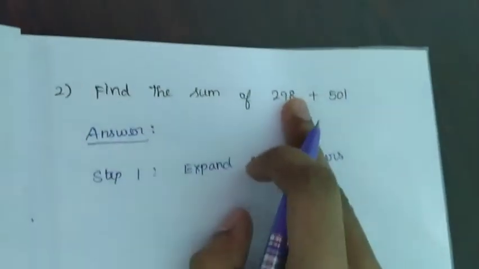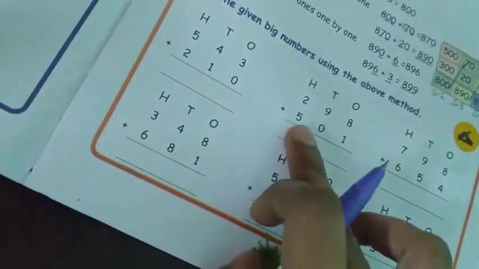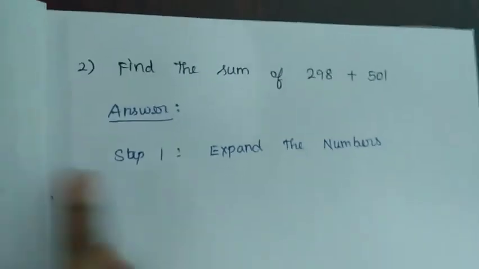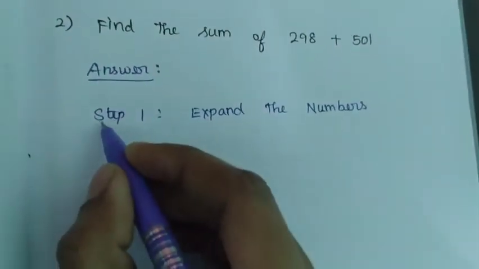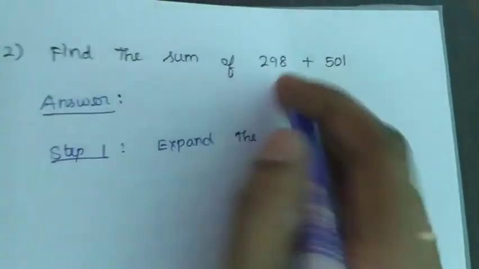Okay, same like that I am writing the next question. 298 plus 501. Okay? This is the way the question is asking. Now we want to write the answer. Step 1 is expand the number. What is the first number?